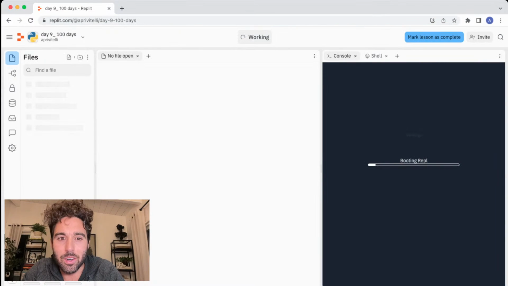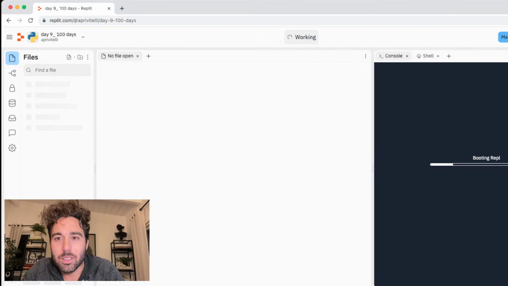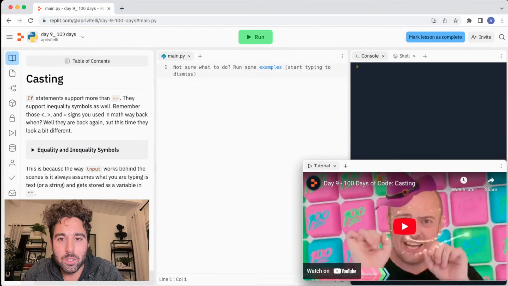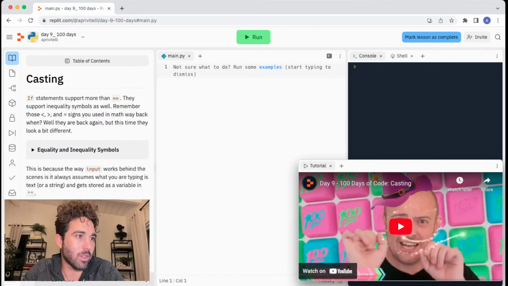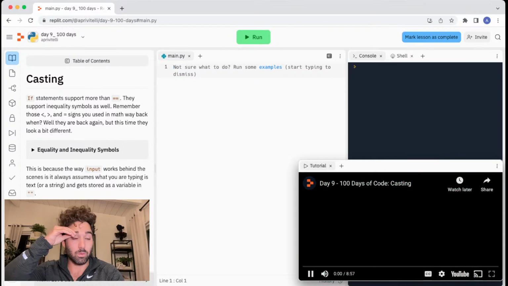Casting spells on code. Oh, can you see that? There we go. All right.